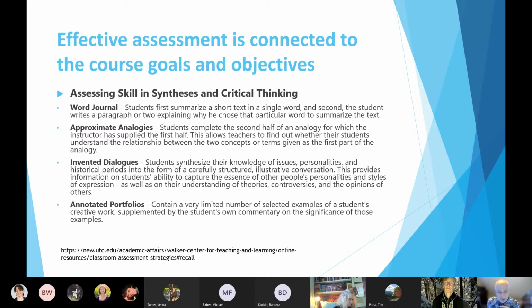The approximate analogies is one I'm thinking about trying to use this semester in my class, but I haven't yet, where you give them the first half of an analogy and then make them complete it. I'm thinking about it in my music class: a dominant seventh chord can be compared to what, or is like a what, and have them try to think about different examples that could come out from what they're doing to finish those analogies.